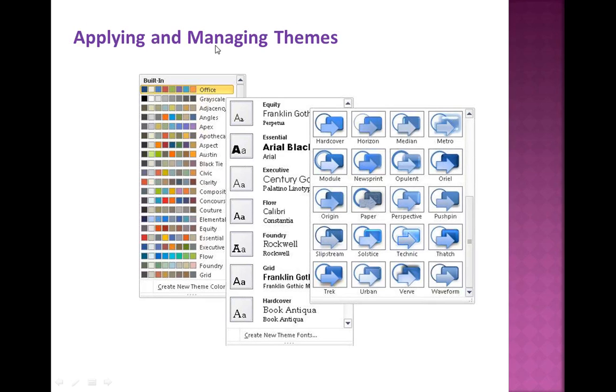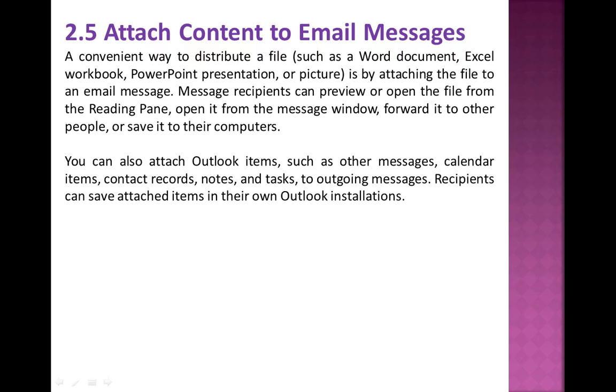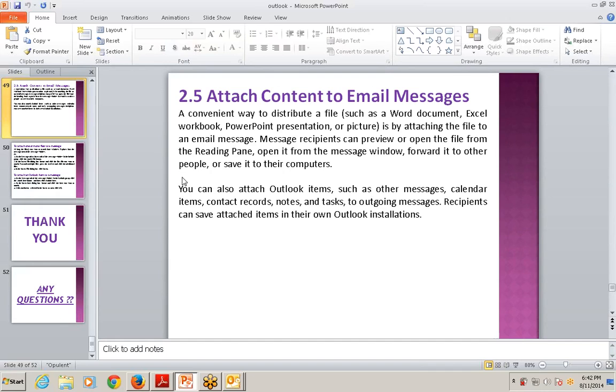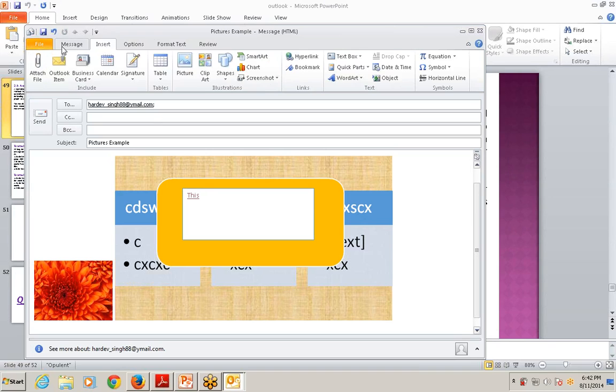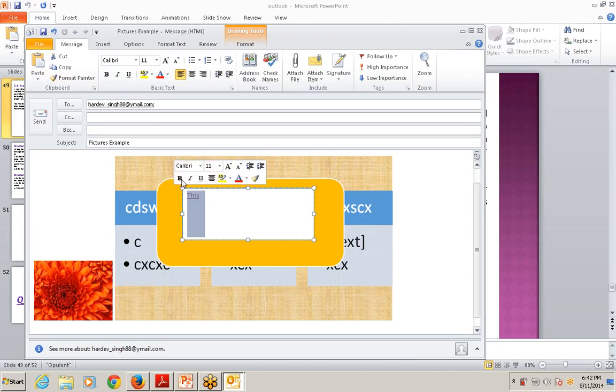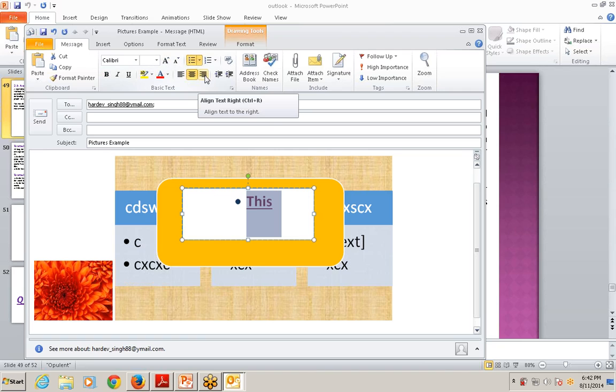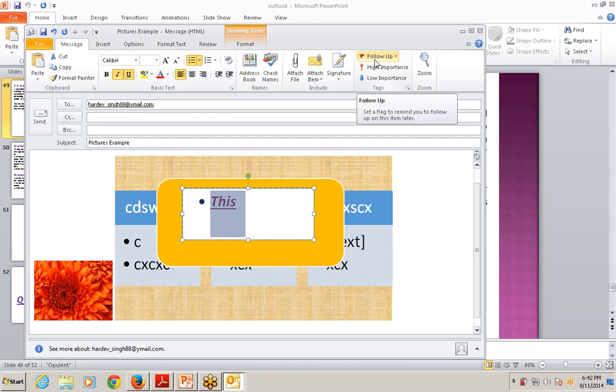Next, how to apply and manage the themes. There are multiple themes available. You can apply them on the Outlook 2010 format. You can change the format like bold, increase or decrease the size. You can put center, right, left, italic, underline. It means you can do any kind of formatting that we did in Word 2010, Excel 2010, PowerPoint 2010.